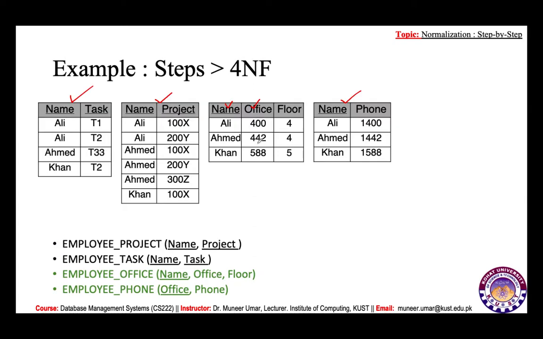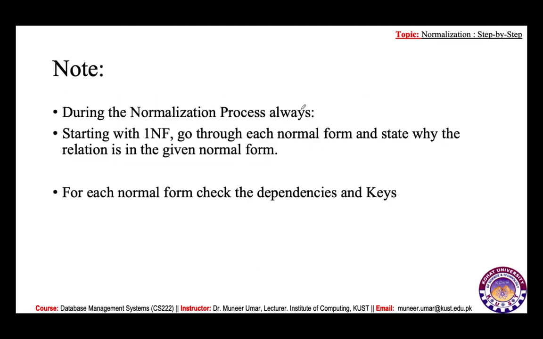If we want it in fifth normal form, then we can further decompose this table into two attributes and then again two attributes. So this was all about normalization.